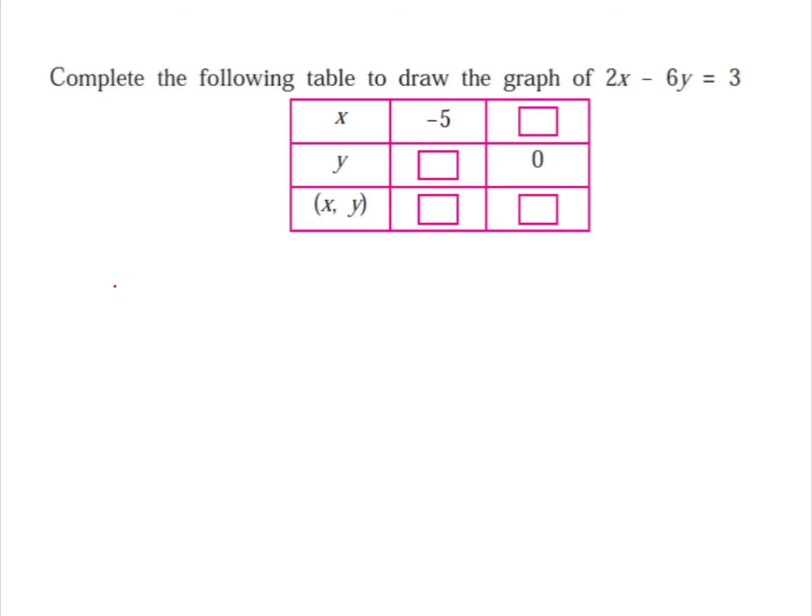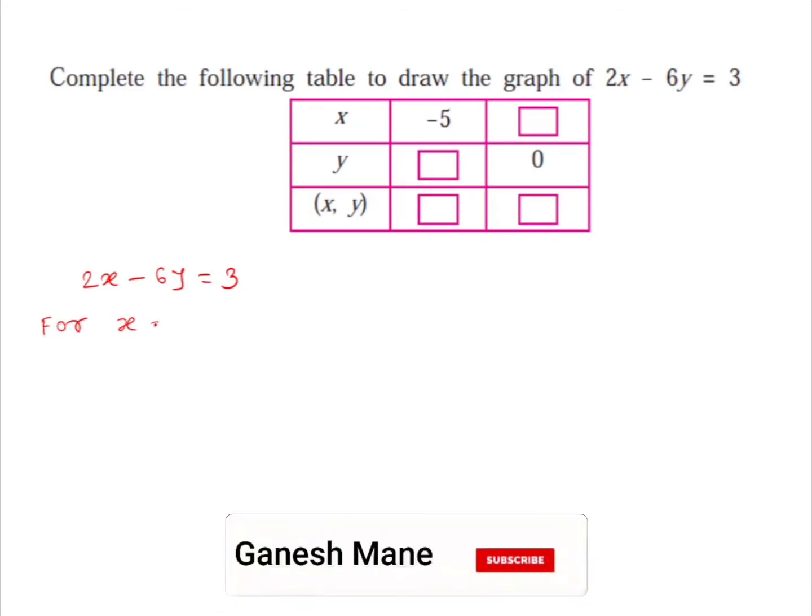So first of all we should write the given equation 2x minus 6y equal to 3. So this is the equation given. Now we have to complete this coordinates table by this equation. For the first column the value of the first variable is given, that is x is minus 5, and for that value we have to find the value of the other variable, that's y, and from that we can have the coordinates x, y. Now here, for x is equal to minus 5 we have to find the value of y.